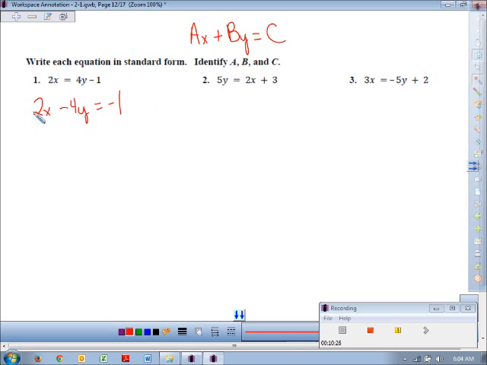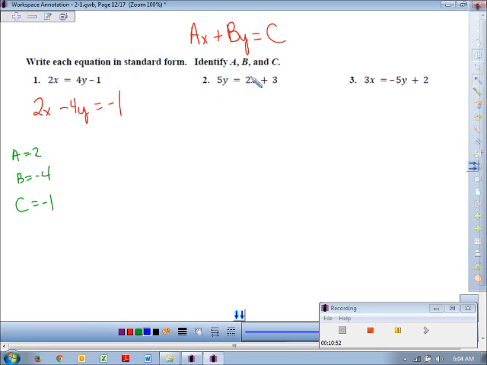In the right order, A is positive, and now we got to check for GCF between these, between 2, 4, and 1. You know, even though 2 and 4, 2 goes in each one, 2 does not go into 1 evenly, so we're good here. There is nothing that we can reduce every single term by, so A equals 2, B equals -4, and C equals -1. So let's do that again here on number 2.